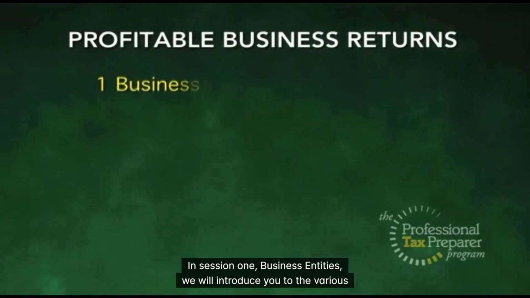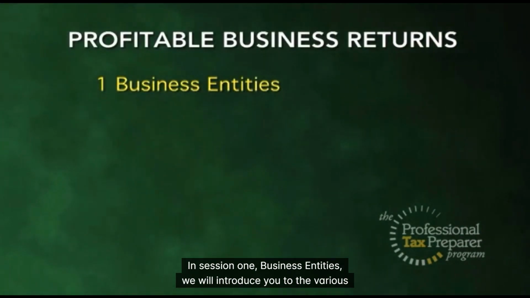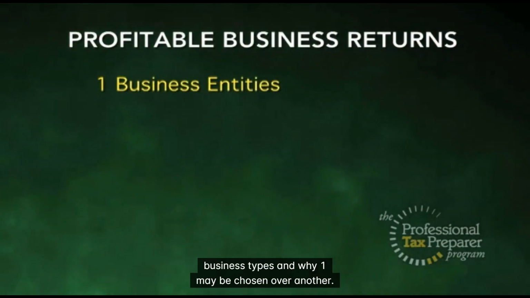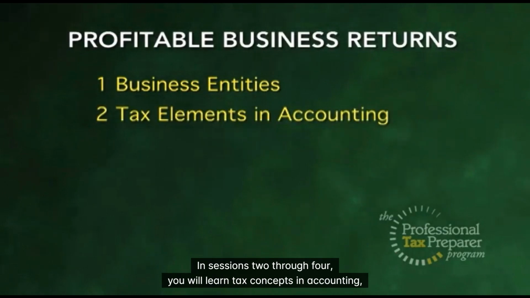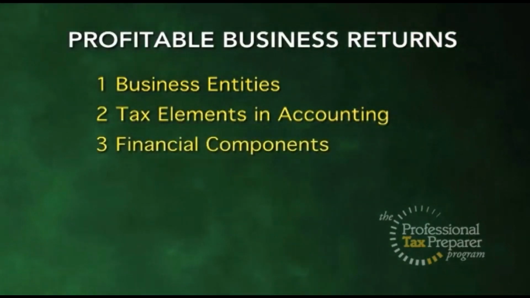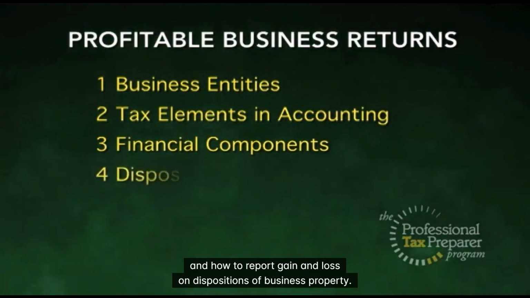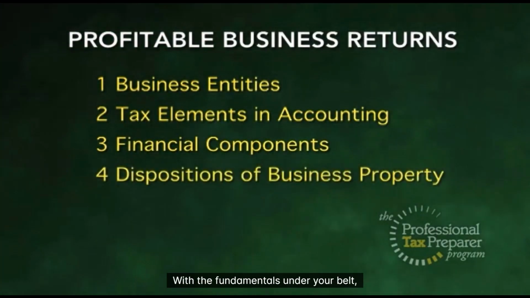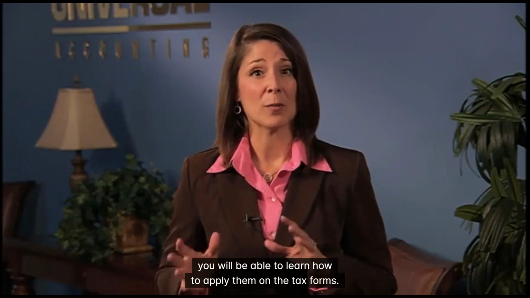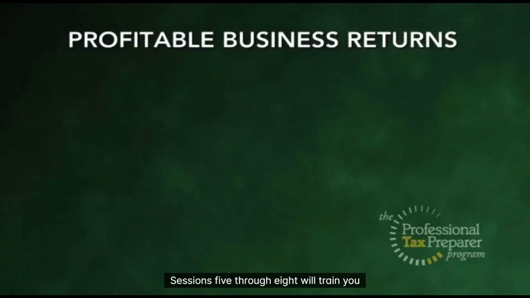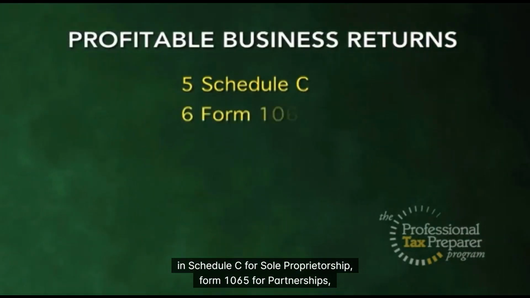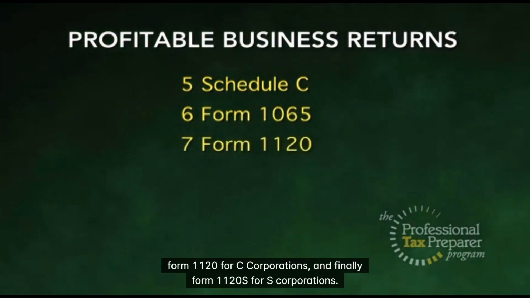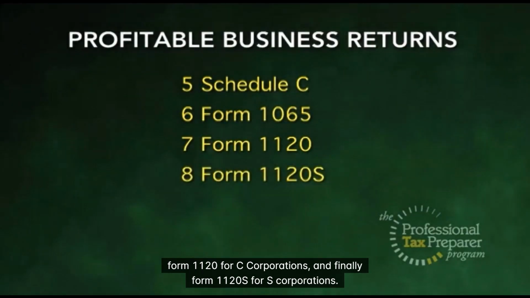In Session 1, Business Entities, we will introduce you to the various business types and why one may be chosen over another. In Sessions 2 through 4, you will learn tax concepts in accounting, elements of business financial statements, and how to report gain and loss on dispositions of business property. With the fundamentals under your belt, you will be able to learn how to apply them on the tax forms. Sessions 5 through 8 will train you in Schedule C for sole proprietorships, Form 1065 for partnerships, Form 1120 for C corporations, and finally, Form 1120S for S corporations.